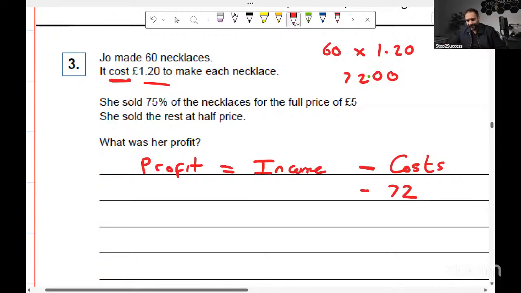Let's work out the income, in other words, your sales. I want to do sales; I think that's a better word. Okay. She sold 75% of the necklaces.